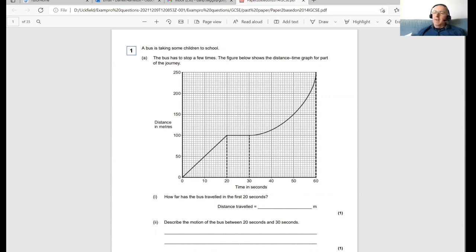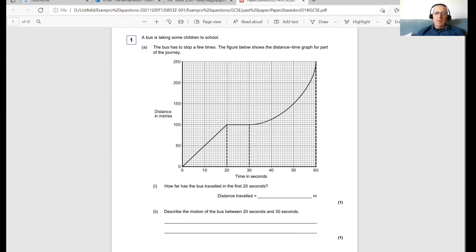So let's move on to answering the question. A bus is taking some children to school. The bus has to stop a few times. The figure below shows the distance time graph for part of the journey.